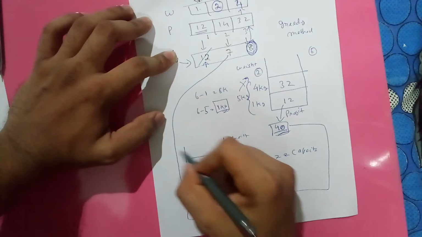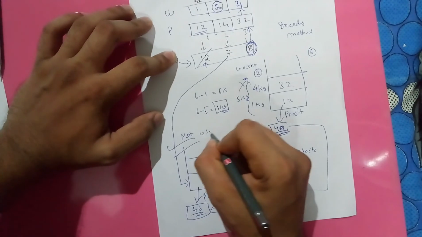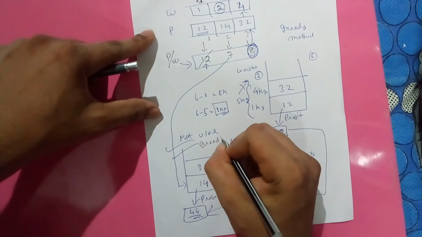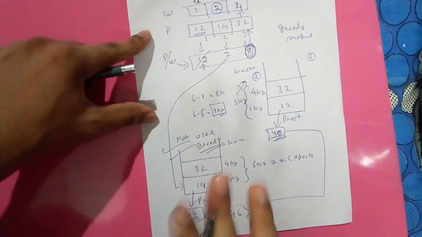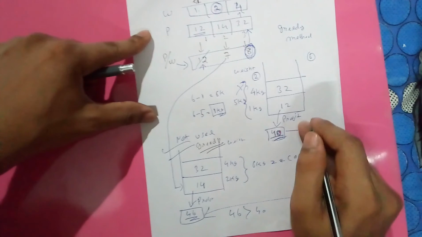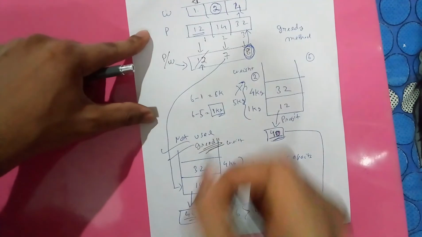Note here, I have not used greedy. I was not greedy here. In the other bag I was greedy, but because of that I got only 40. So thus I proved that greedy method fails.